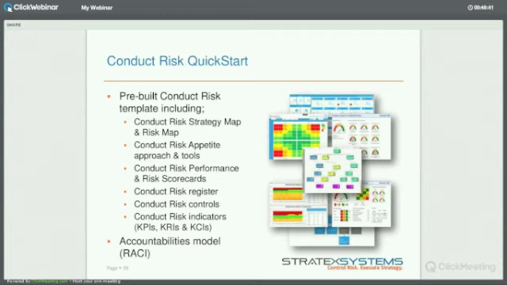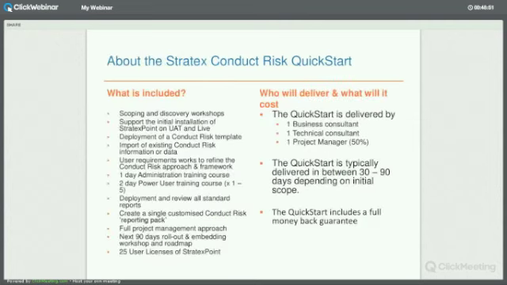That's embedded within our solution, so part of the first deployment is really defining who are the accountable people for each risk, who are the responsibles, etc. So the StratEx conduct risk quick start is really a starting point. We focus heavily on scoping and really understanding the organization early, and then building on what you've already got to deliver a very effective solution very quickly. We create a 90-day roadmap so that we can be engaged for 90 days and support you as you take over the product and deploy it.